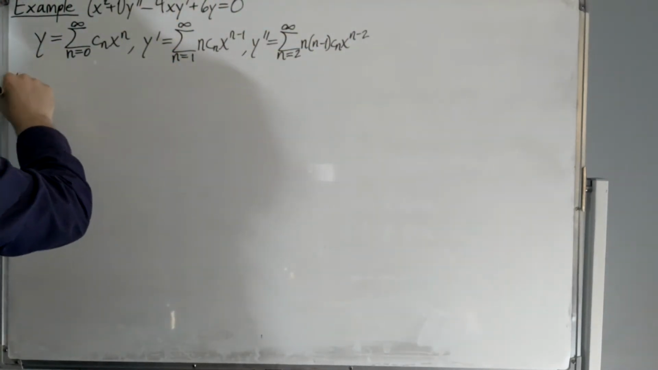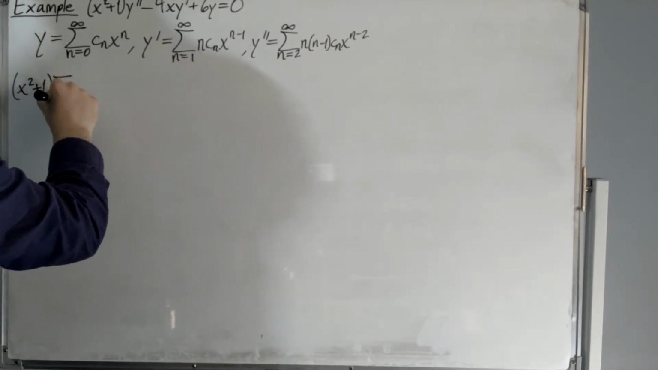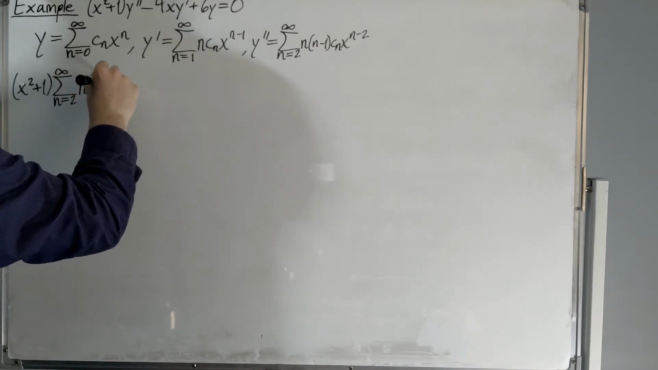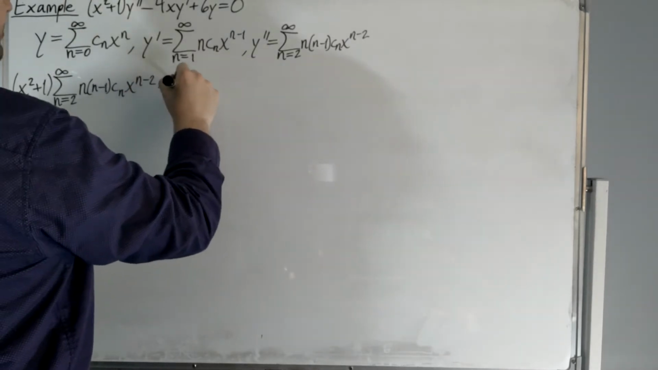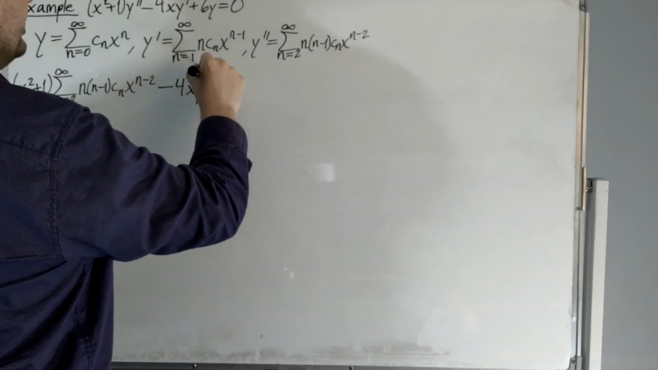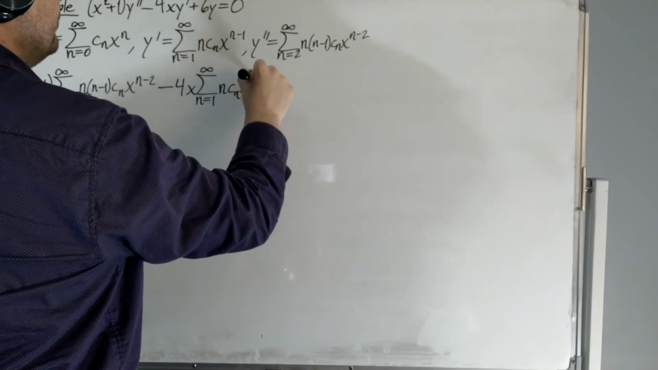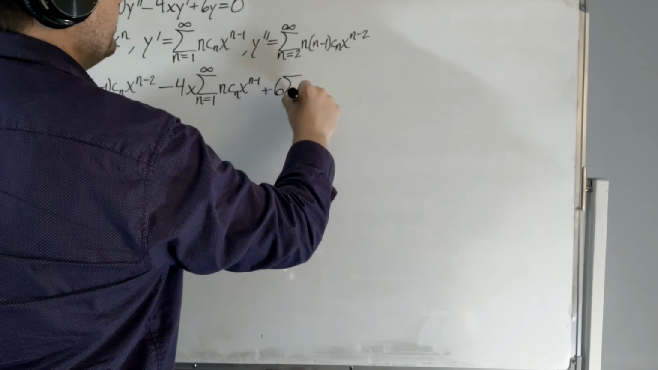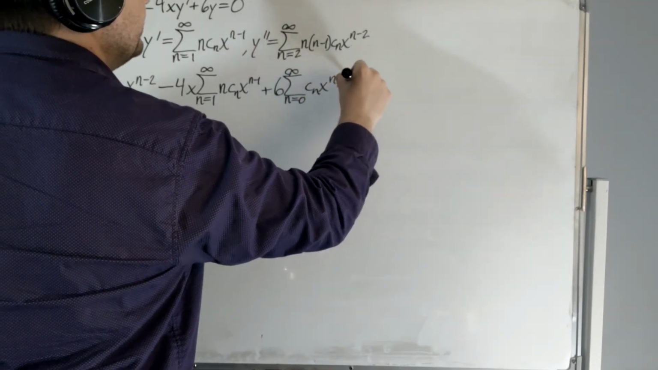So what we'll get here is x squared plus 1 times the sum from n equals 2 to infinity of n times n minus 1, c_n x to the n minus 2. Subtract from this 4x times the sum from n equals 1 to infinity of n c_n x to the n minus 1. Add to this 6 times the sum from n equals 0 to infinity of c_n x to the n. This should all be 0.